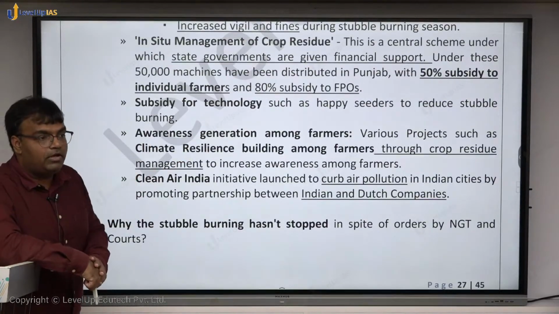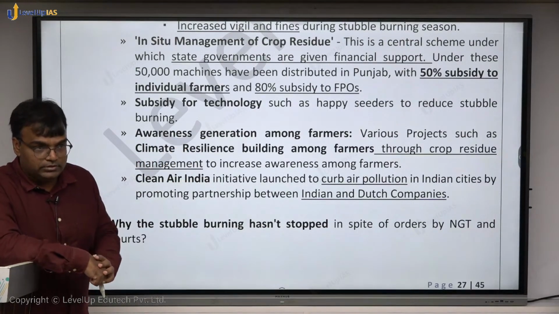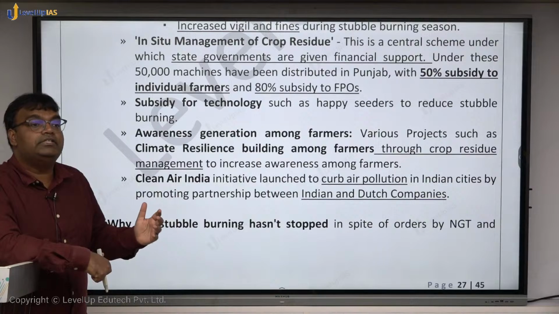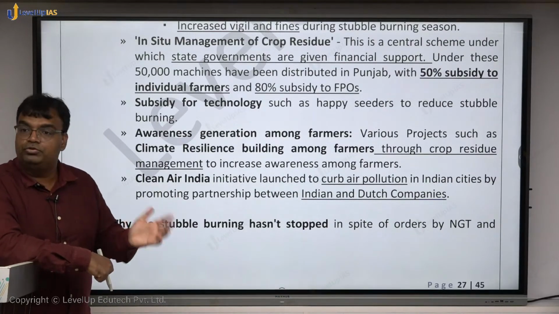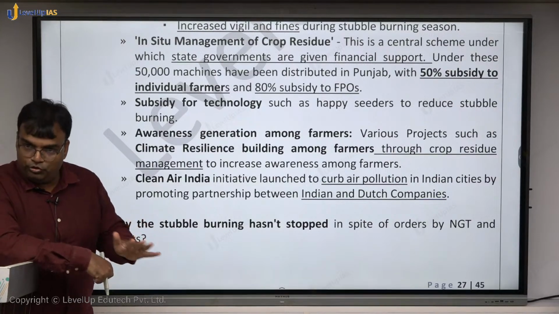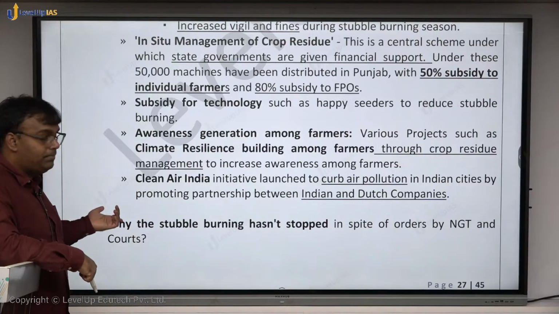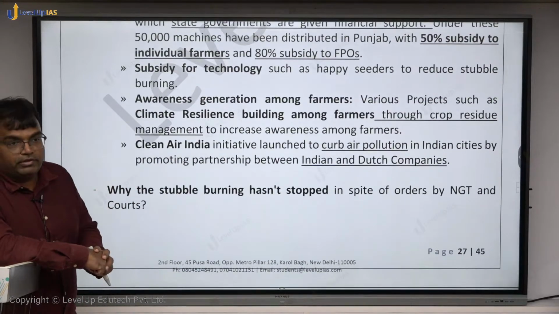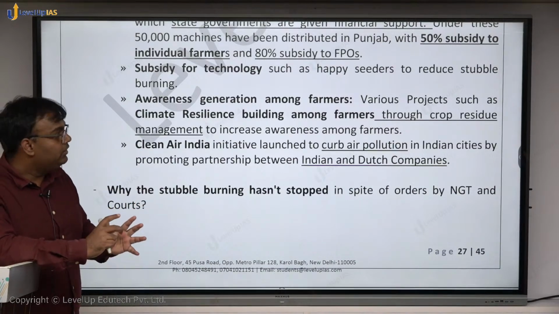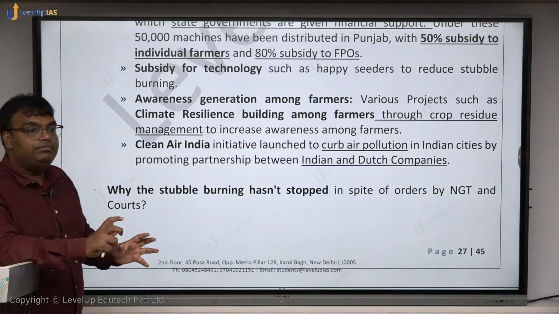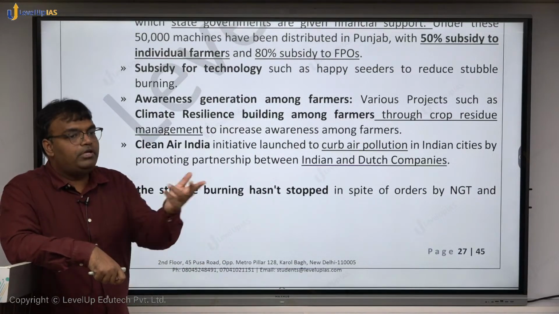Awareness generation among farmers, various projects such as climate resilience building among farmers. Climate resilience building among farmers is an awareness generation program to help farmers understand कि how stubble burning is very problematic for your field as well as for the environment. Then there are some international collaboration. जैसे एक Clean Air India initiative है. Clean Air India initiative is a collaboration between India and Dutch companies where they are working to find some technological solution to use the stubble for some economically beneficial purpose.